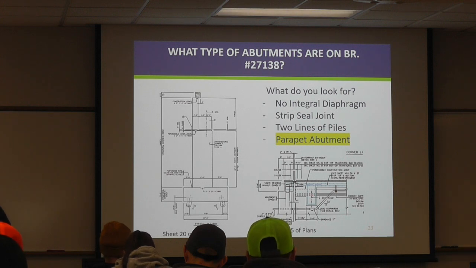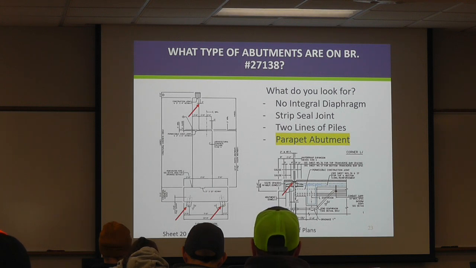Okay, we also see strip seal. We see two lines of pile, so it means it's a parapet abutment. So there are things we're looking at. Joint, a couple lines of pile. The joint is up here.